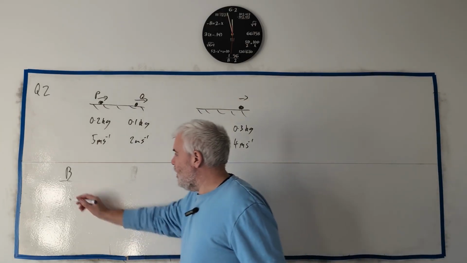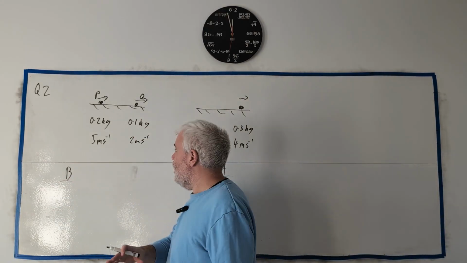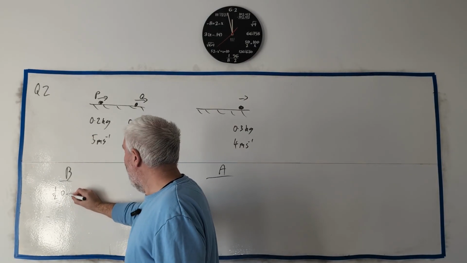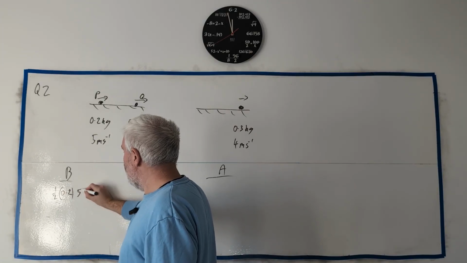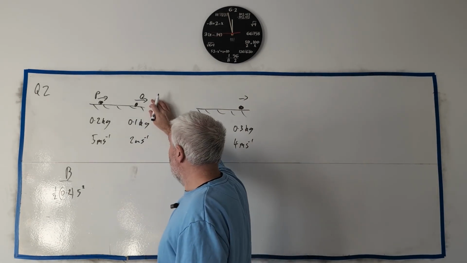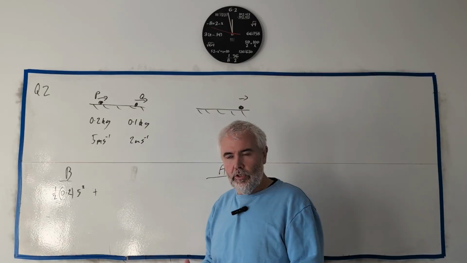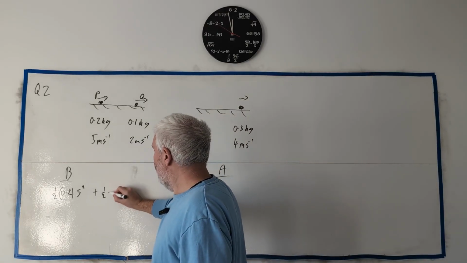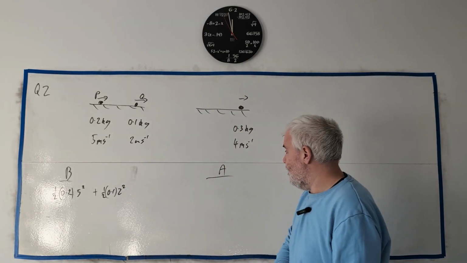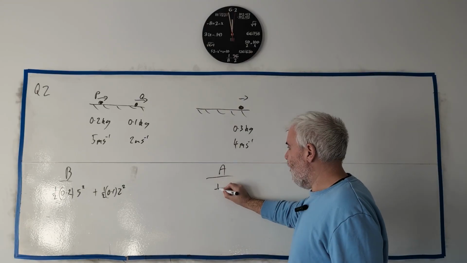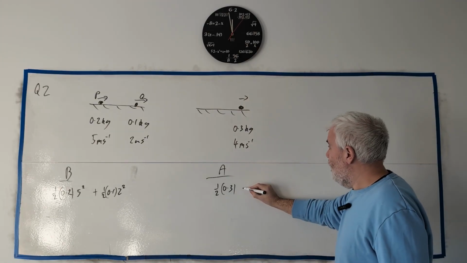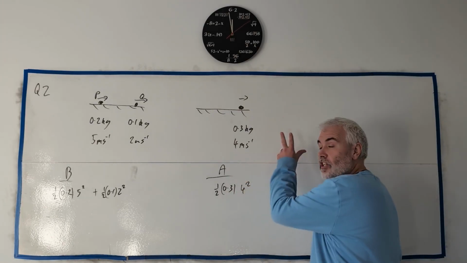So conservation of energy tells us that the kinetic energy is half mv squared, half the mass multiplied by its velocity squared. That's P's kinetic energy. So Q's kinetic energy, we'll add that together to get the total kinetic energy, is a half times 0.1 times 2 squared. That's all the kinetic energy in this system before. Afterwards, we have a half times 0.3, that's its mass, multiplied by 4 squared. That's the kinetic energy in this system.